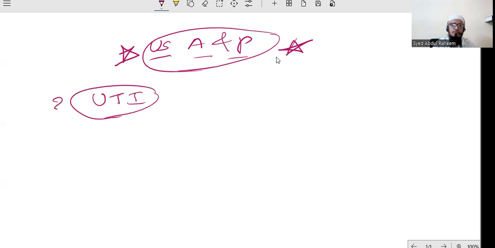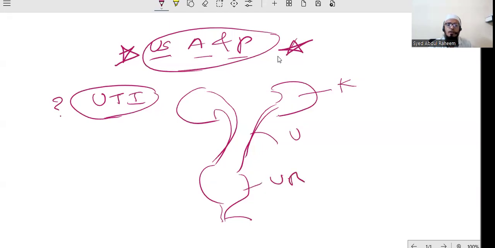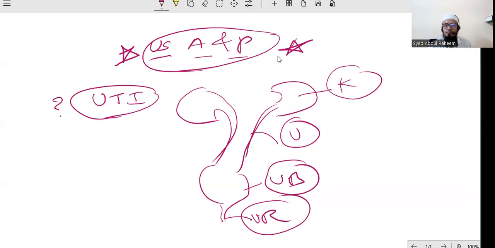This is the most common disease. Okay, so basically we have both kidneys, and from that we have the urinary bladder, ureter and urethra. So these are the four important organs in the urinary system: kidney, ureter, urinary bladder, and urethra. If anyone is infected or troubled by anything, the whole urinary system will be affected.